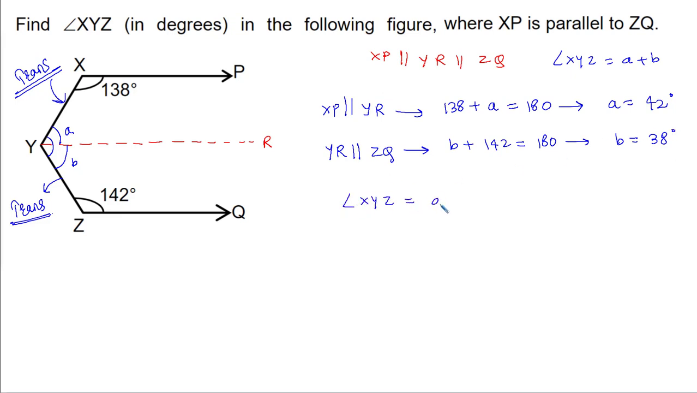That is going to be A plus B, that is equal to 42 plus 38. That is equal to how much? Okay everyone, sorry, that is equal to 80 degrees. Okay, so let's try one more question.